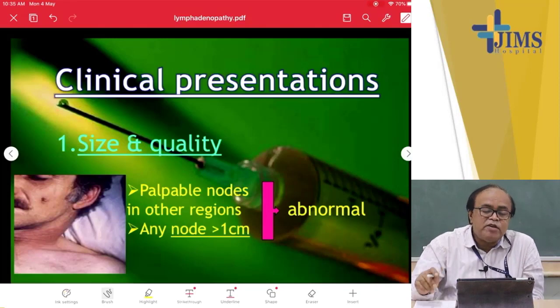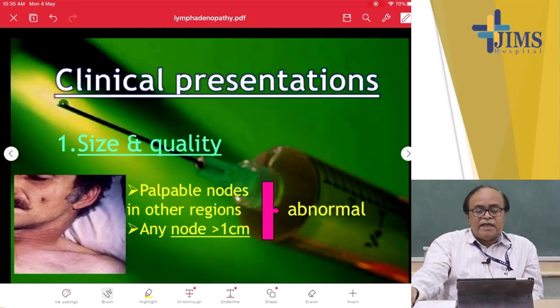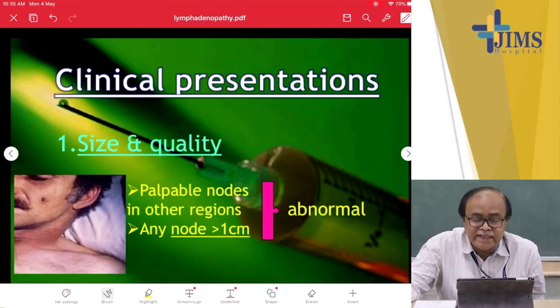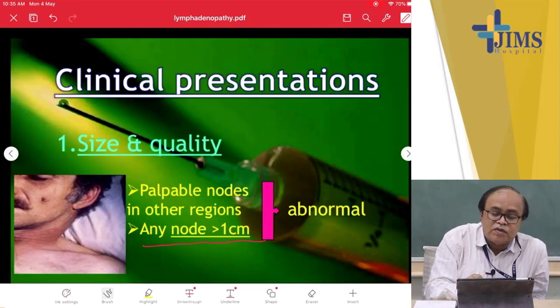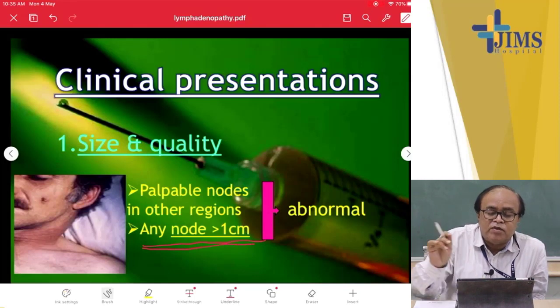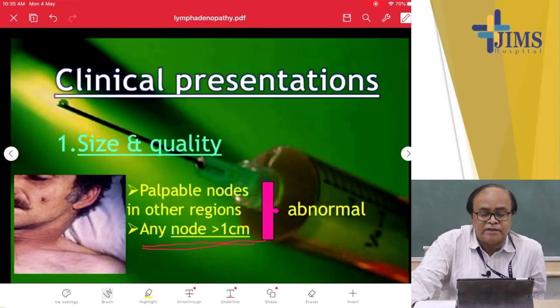Now, what is the clinical presentation? Lymph nodes may be palpable, but if it is below 1 centimeter, it is called subclinical. Then pathologically it may not be significant. But if lymph nodes are more than 1 centimeter in size, it is abnormal. So, size is very important, more than 1 centimeter.